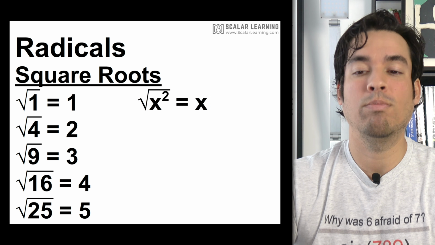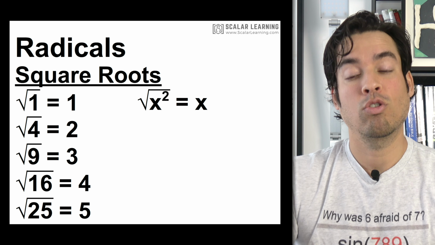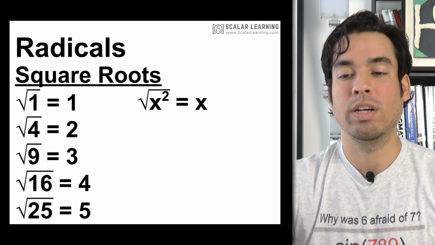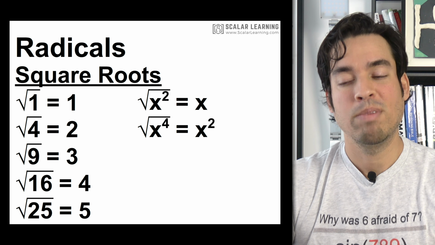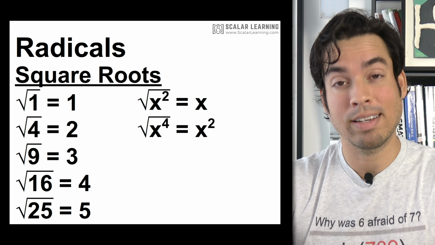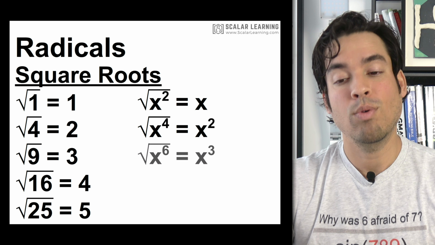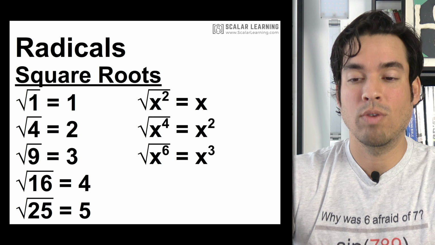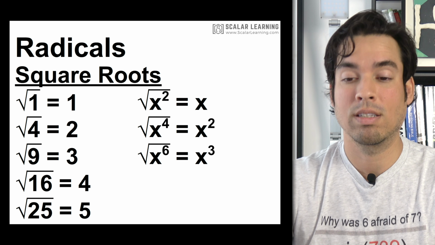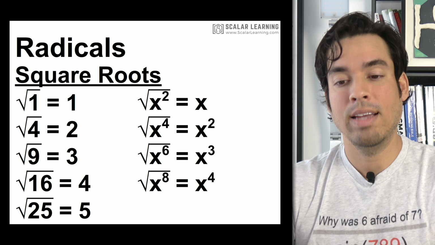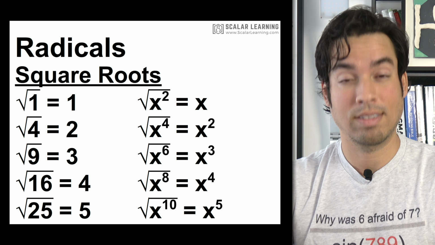Now if we look at variables, what's the square root of x squared? That's really simple, it's just x. We're sort of undoing that squaring operation. The square root of x to the 4th is x squared. Why does that make sense? Because remember, if I did x squared times x squared, we'd add the exponents and we'd get x to the 4th. Likewise, for x to the 6th, I do x cubed times x cubed, we'd add the 3s, 3 plus 3, and we get 6. The square root of x to the 8th is x to the 4th, and finally the square root of x to the 10th is x to the 5th.